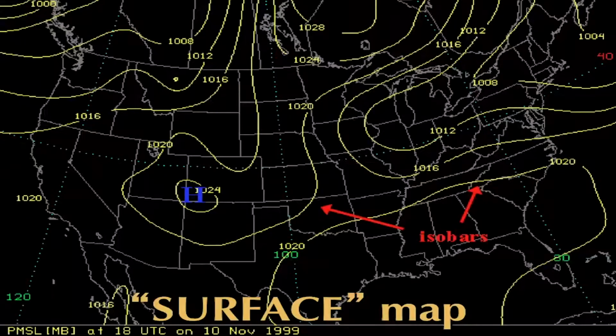So that little yellow line that runs through Virginia that's marked 1016, that's the line that connects all the pressures that are 1016 millibars. If you walk along that line, your barometer will never leave the number 1016. The highest number on that map is out in California. It's 1024, and there's a big H there. That's high pressure.